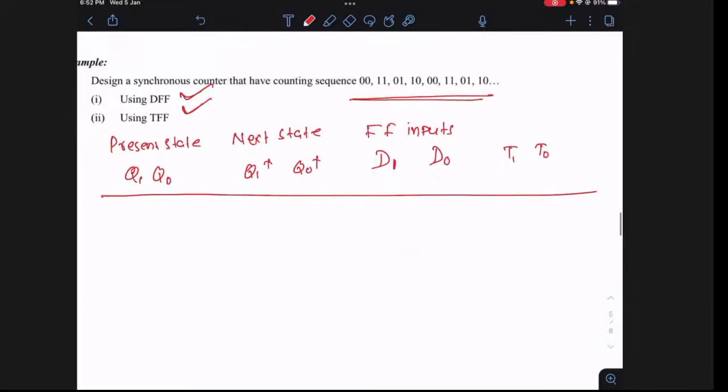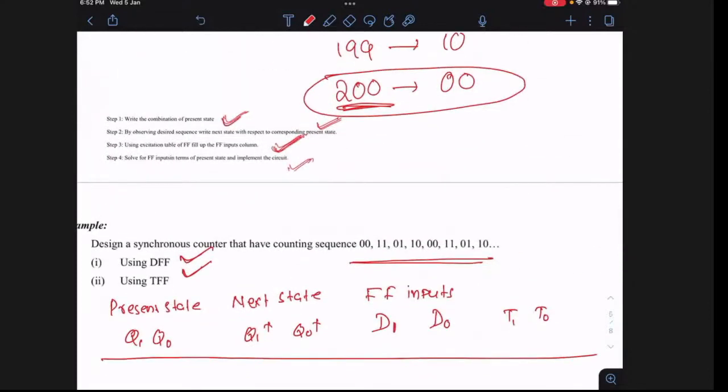So the first step is to write the combination of present states. We have written that. By observing the desired sequence, write the next state with respect to the corresponding present state.